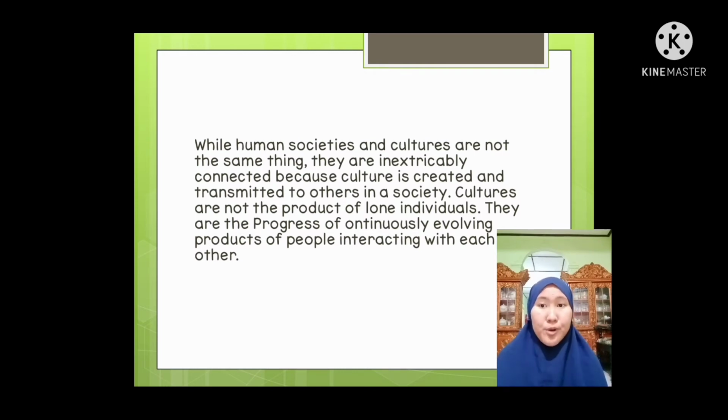Cultures are not the product of one individual. They are the progress of continually evolving products of people interacting with each other. Culture change actually refers to a change in the process of social order in society. Some of the cultural changes include changes in environment, institutions, behavior, and social relations.